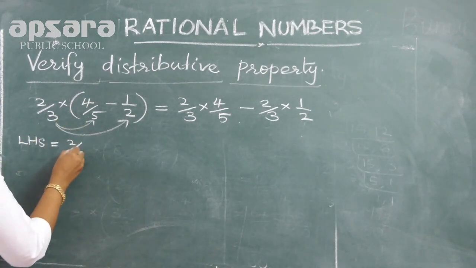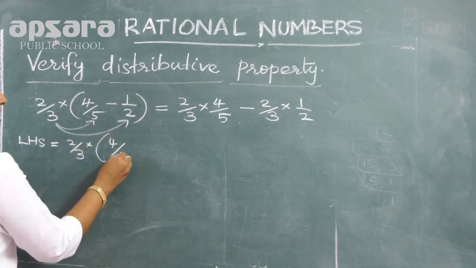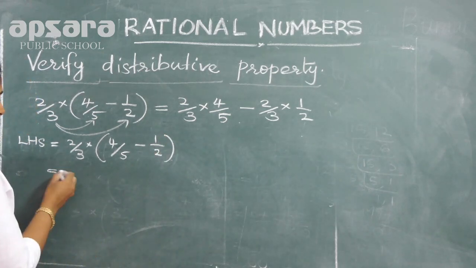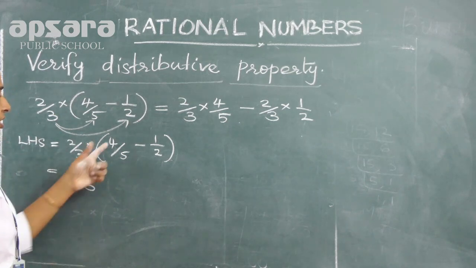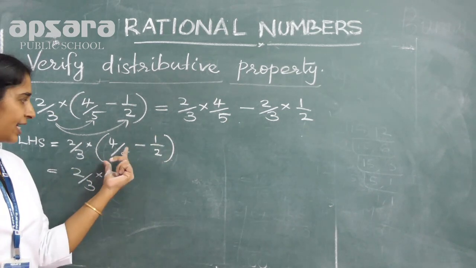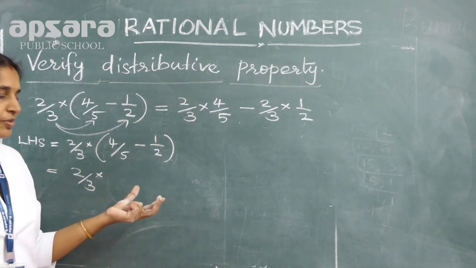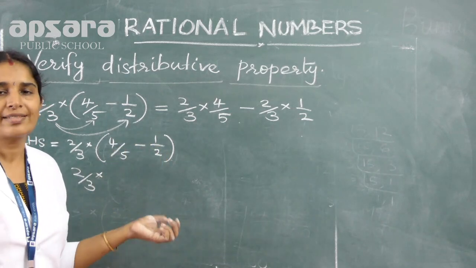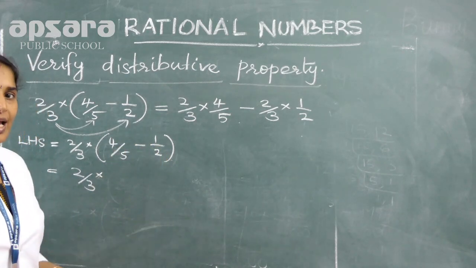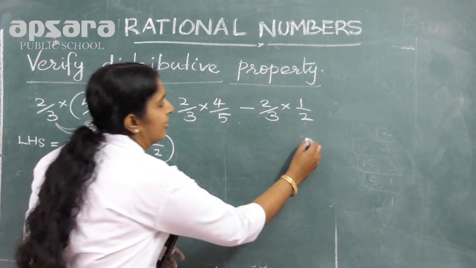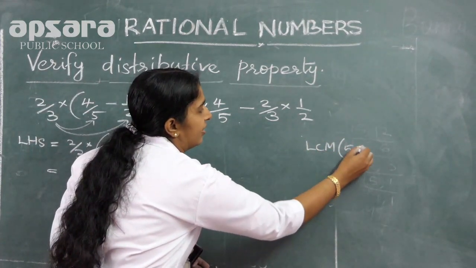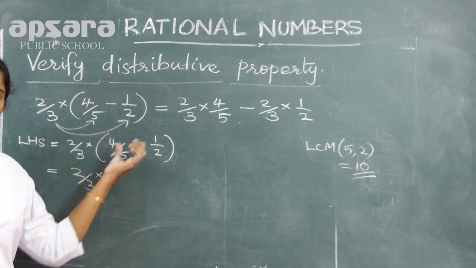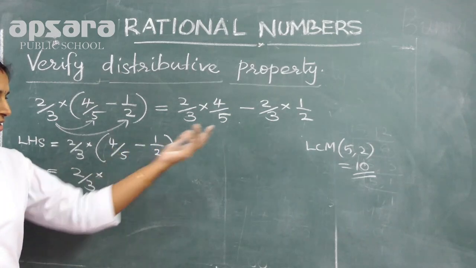2 by 3 into 4 by 5 minus 1 by 2, okay, is equal to 2 by 3 into the bracket 4 by 5 minus 1 by 2. Directly you cannot subtract. So what you have to do is find the LCM of 5 and 2. Directly tell me what is LCM of 5 and 2. Is it 10? Yes. LCM of 5 and 2 is 10. So let us convert these two rational numbers to a rational number where the denominators are equal to 10.